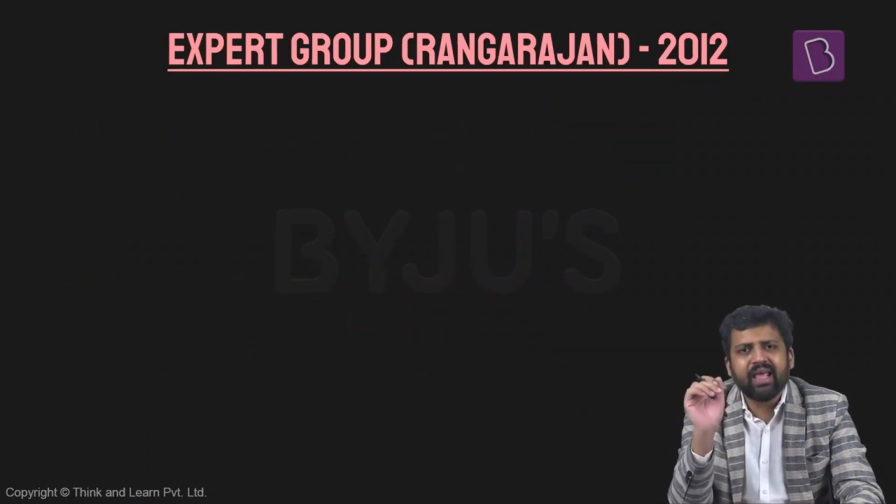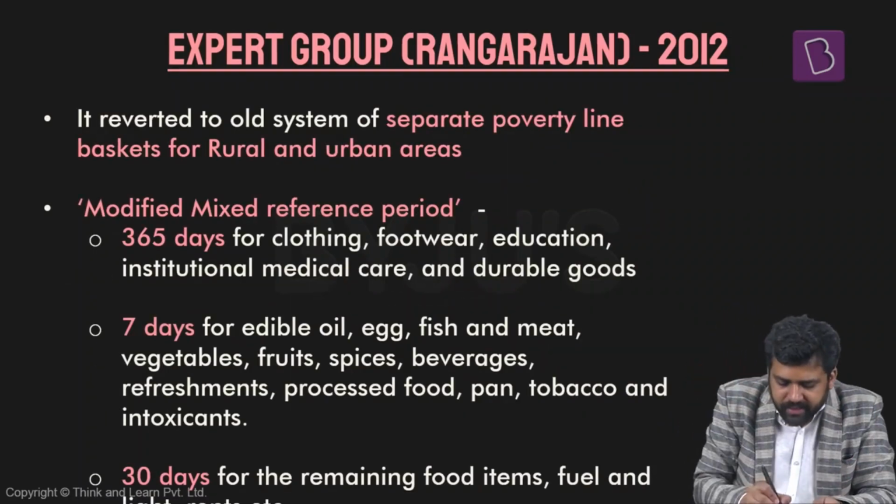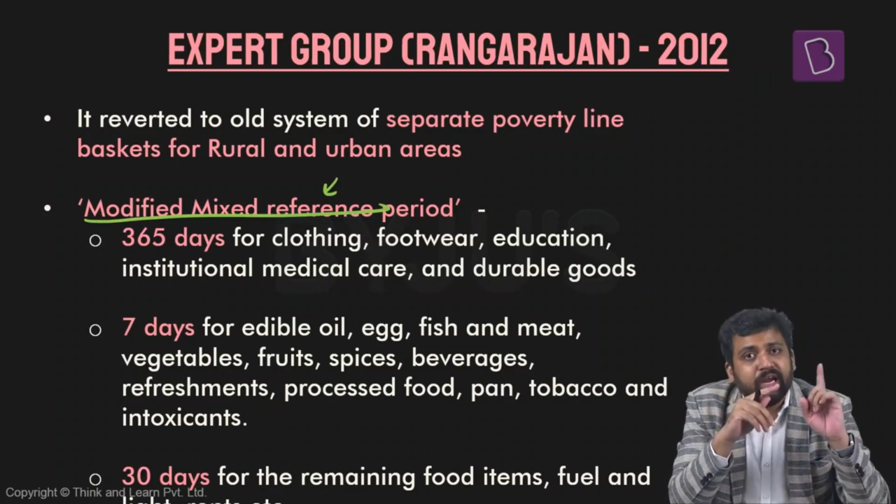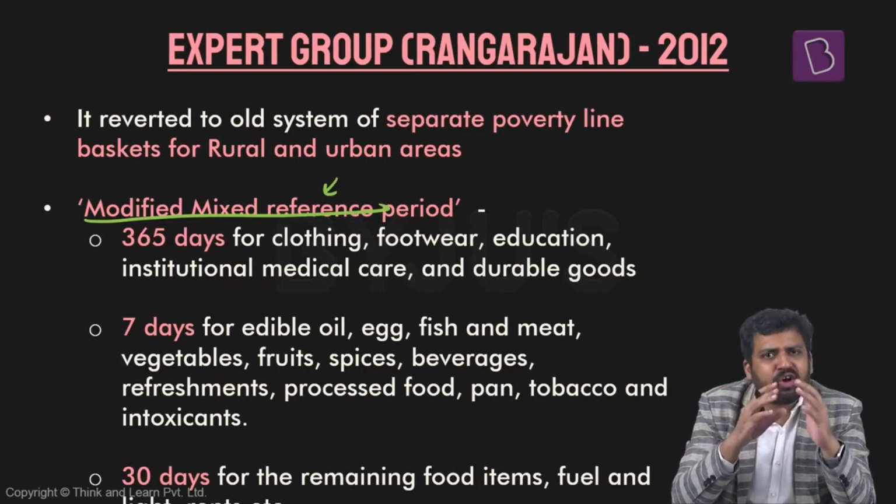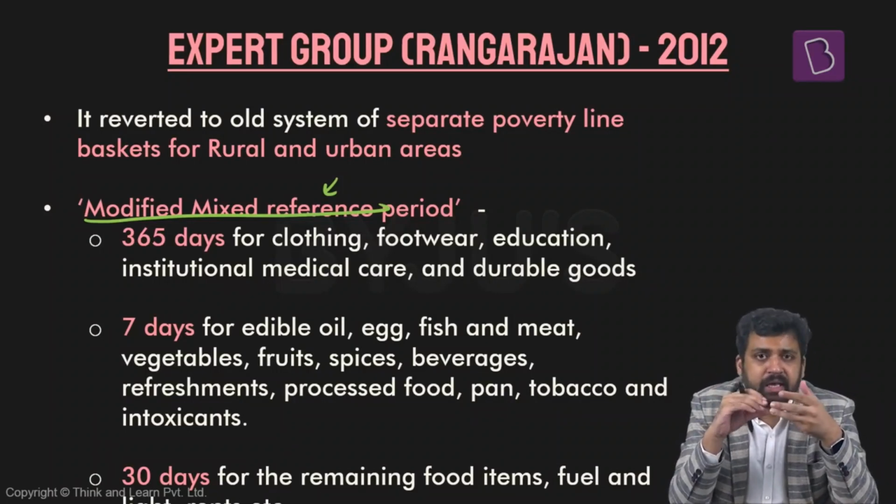And what they are doing is they are now talking about a different kind of reference period. They are saying that we need to use a modified mixed reference period. The earlier committee used a mixed reference period. They are now modifying it further. They're saying that instead of having just two reference periods of 30 days and 365 days, why not three reference periods? 7 days, 30 days, 365 days.